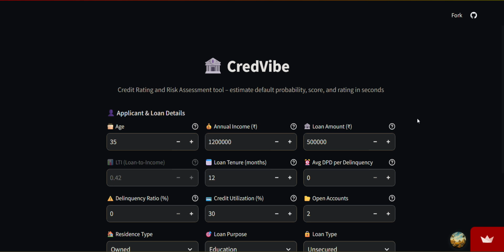I built this project using Python, logistic regression, Optuna, scikit-learn, FastAPI for the backend, Streamlit for the front end, and MLflow for the experiment tracking and model registry to create an explainable and production-ready credit scoring workflow.